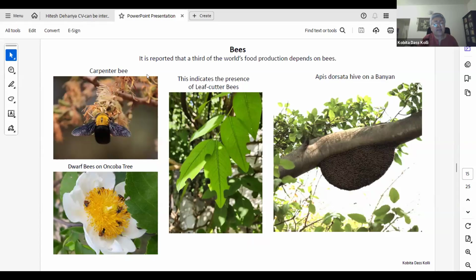I mean, it's not very clear perhaps, that oncoba flower with several bees on it. They're actually all dwarf honeybees, Apis florea over here. They are visited by other bees as well. But if you can get a little closer and a clearer picture, then it will help. This was just an indicative picture for you.